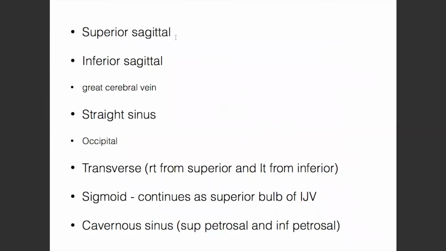What's important is the superior sagittal, which is on the border of the falx cerebri, and we have a sigmoid, which eventually continues as the superior bulb of the internal jugular vein. Okay? Superior bulb of the internal jugular vein. There is also the cavernous sinus, which drains into the transverse, but we're going to talk about it in a bit. It's basically found inside the brain. Okay?